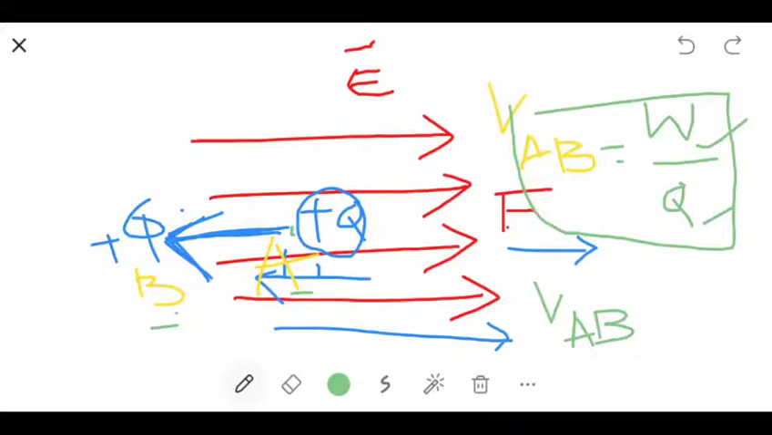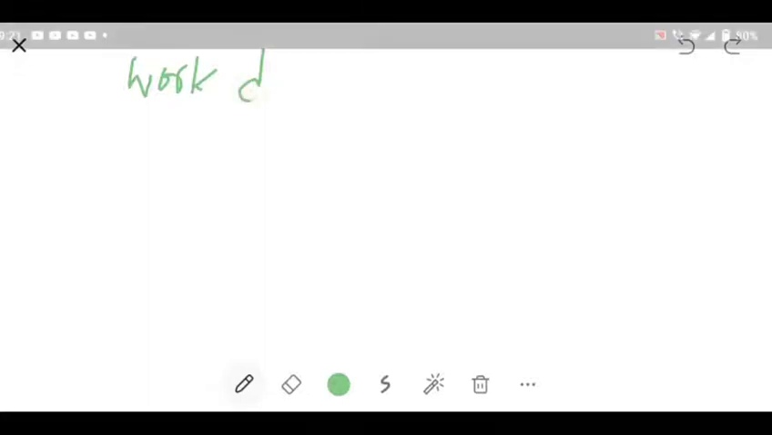Now, work done in moving a charge in an electric field. Make the heading: work done in moving a charge in an electric field. What is work done? If you know the work done, you can calculate electric potential. Work done divided by charge, that is the electric potential.